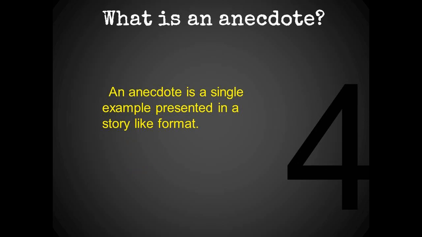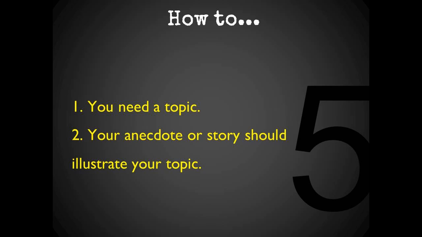What is an anecdote? An anecdote is a single example presented in a story-like or narrative format. So how do you do this? First, you need a topic. Okay, whatever your topic's going to be on. Obviously, popular topics are gun control, abortion, medical marijuana. So those are the topics you pick. You find an anecdote or story that should illustrate your topic. So like in the case of, let's say, medical marijuana, somebody would basically give an example of someone who got relief from it for their illness.